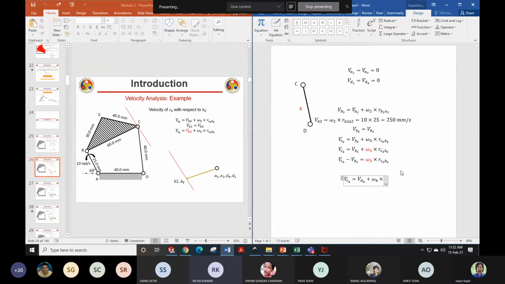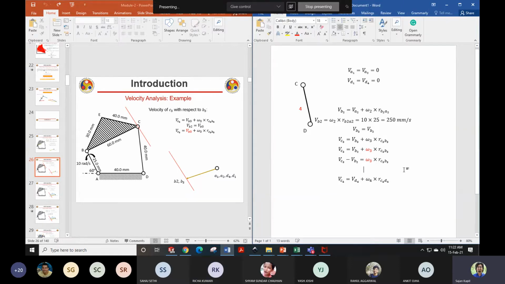cross the position vector of point C when it is on body 4 with respect to D when it is in body 4. Very good, Richa. And that is how all of you please say when you are writing it. Then only you will have good practice of it. And when the problem increases in complexity, it will help a lot. I'll show you. So what is VD4, Richa? So it's 0. Okay, so can I write it like this?